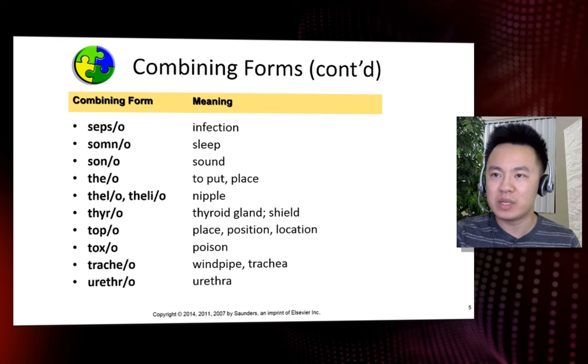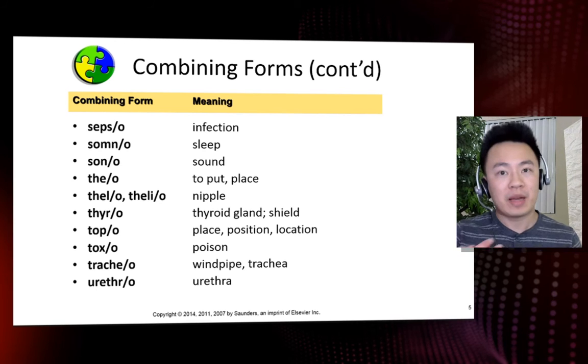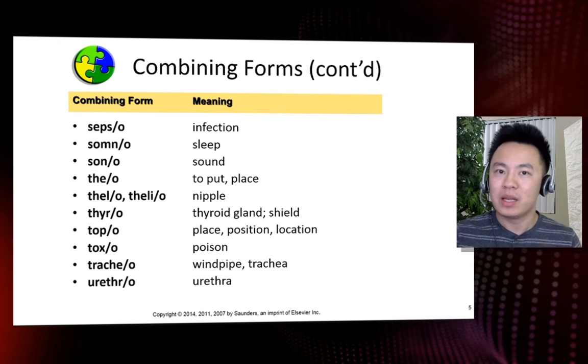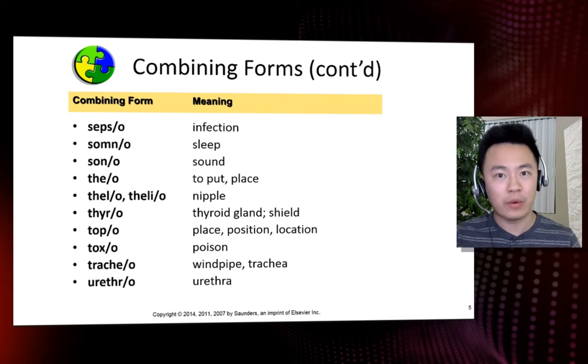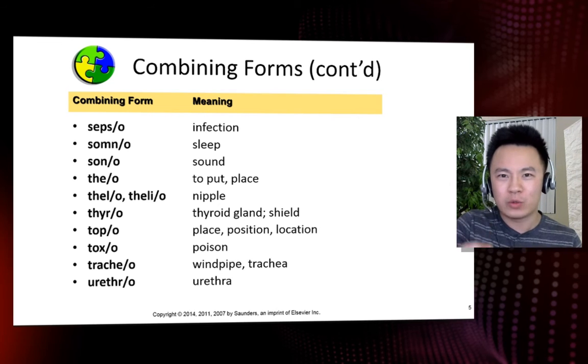Another one here is sepso, which means infection. For example, if a bacteria were able to colonize inside the bloodstream, which is very difficult to do, number one, the main reason why is because the bloodstream is constantly pumping blood. It's constantly moving, so it's very difficult for bacteria in the bloodstream to find a foothold or to anchor itself down somewhere and cause an infection.